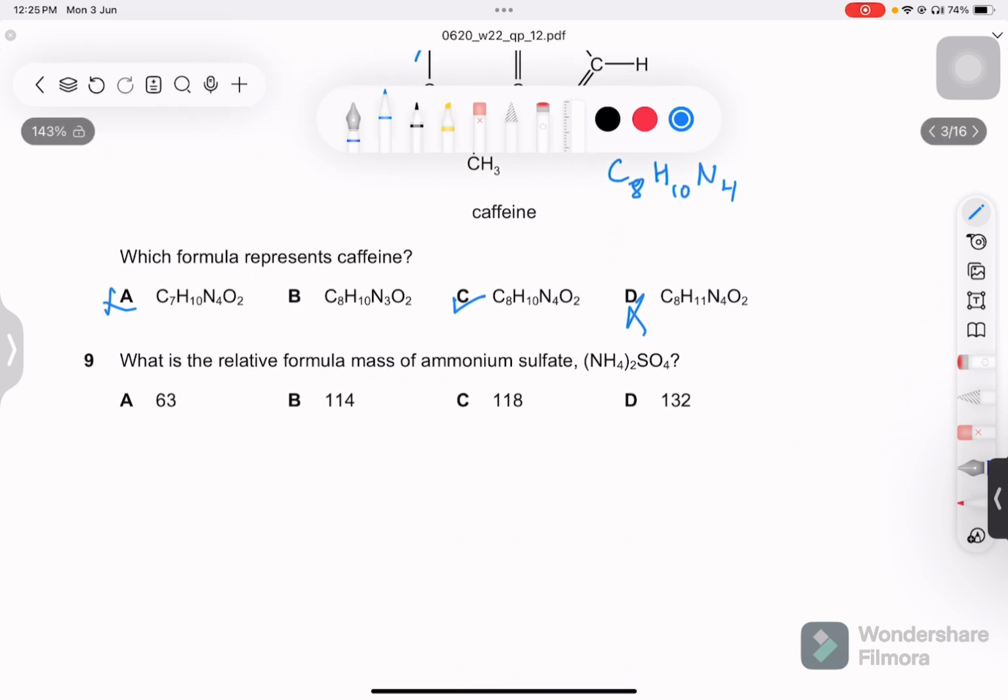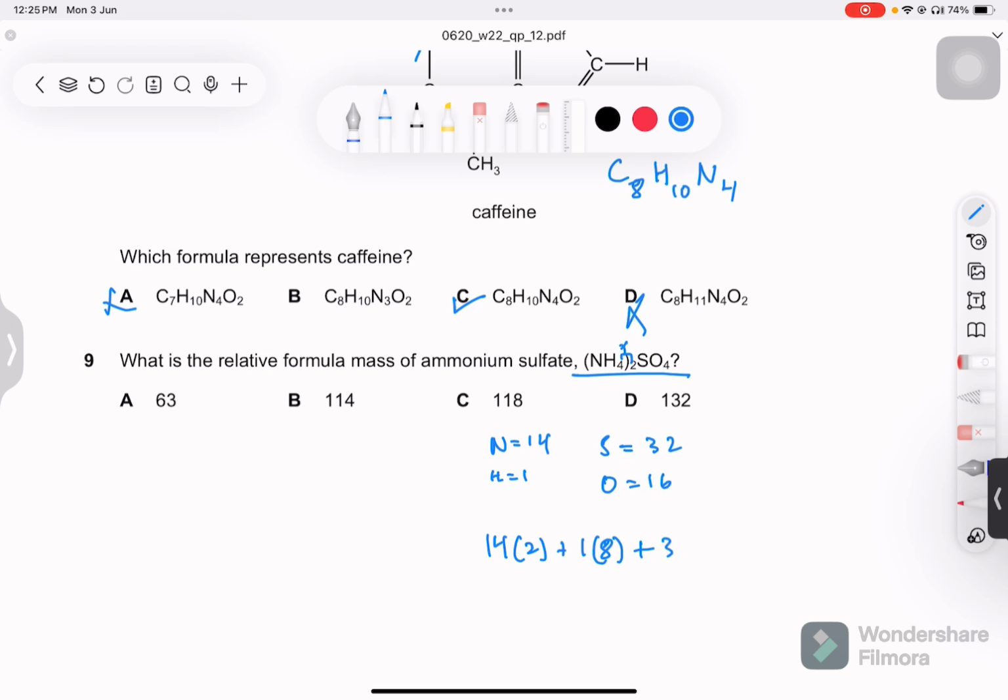What is the relative formula mass of ammonium sulfate? So this is really basic. Just have to add the individual atomic masses given in the periodic table. The mass of nitrogen is 14, hydrogen is 1, sulfur is 32, oxygen is 16. So we have two nitrogens because of this 2 over here. So two nitrogens, 14 times 2, plus 8 hydrogens, so 1 times 8 because 4 multiplied by 2 is 8. We have one sulfur and we have four oxygens.